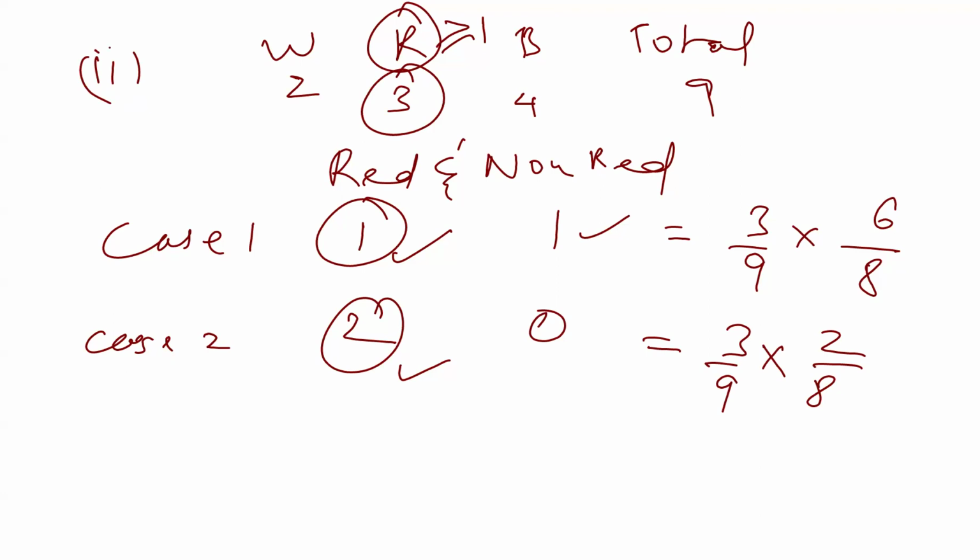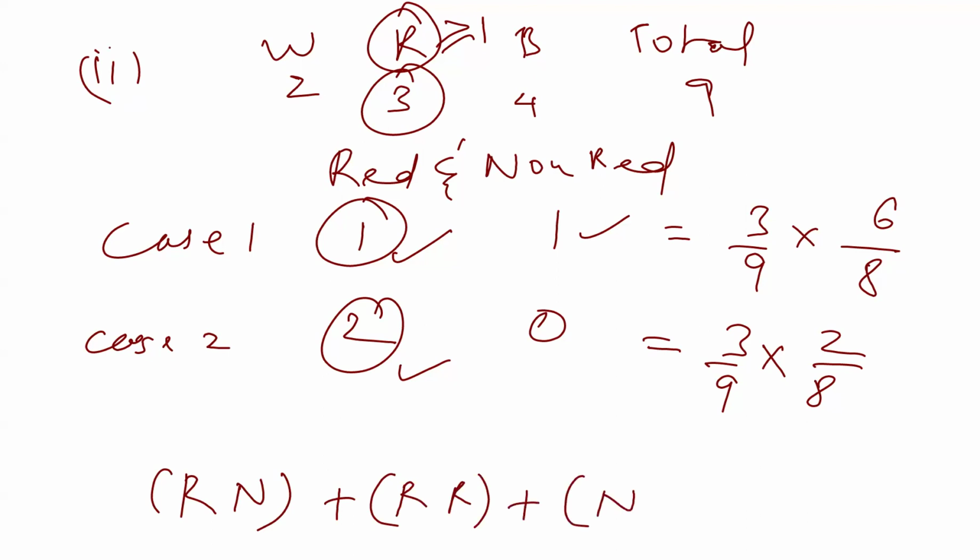Okay, so that's how it should be. Now here we have to think in some other perspective as well. When I took case 1, the first ball was red, the second ball was non-red. Or case 2, both are red. Or case 3, the first one is non-red and the second one is red. So this perspective also we need to take into consideration.